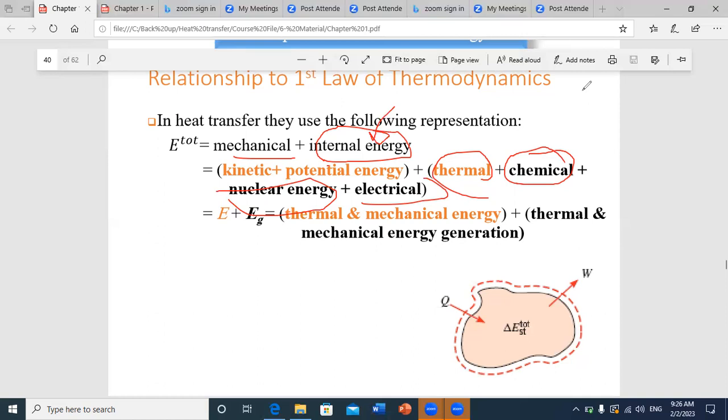So whenever we want to explore variation of energy, we should check if we have variation in kinetic energy, if we have variation in potential energy, or if we have variation in internal energy.